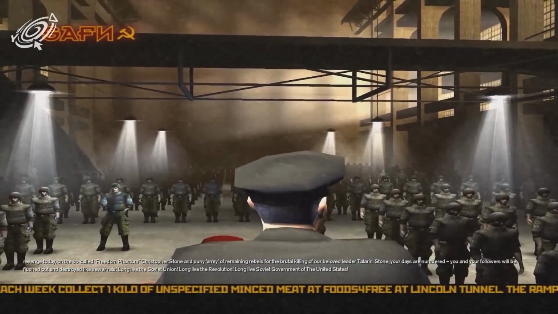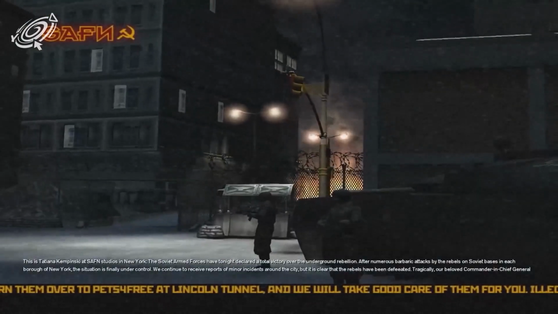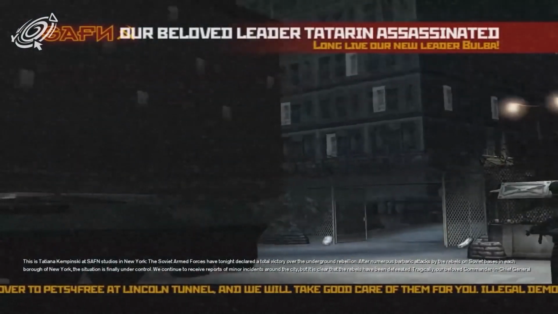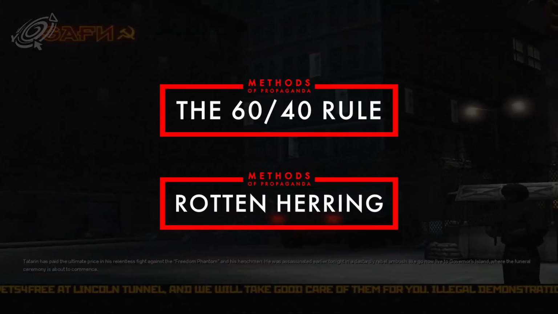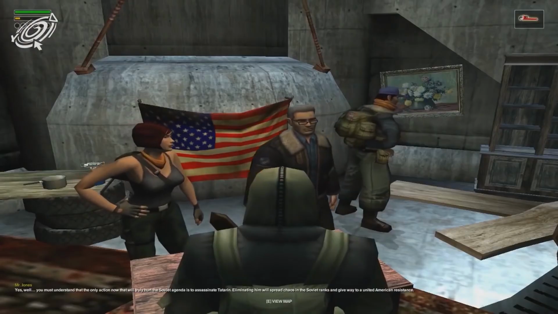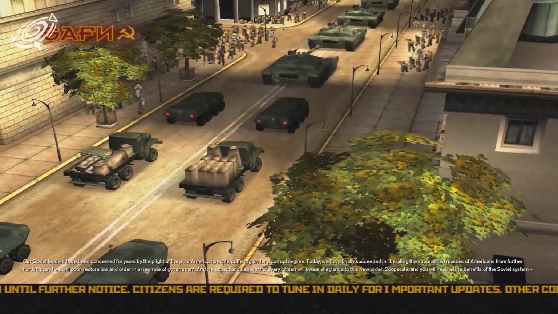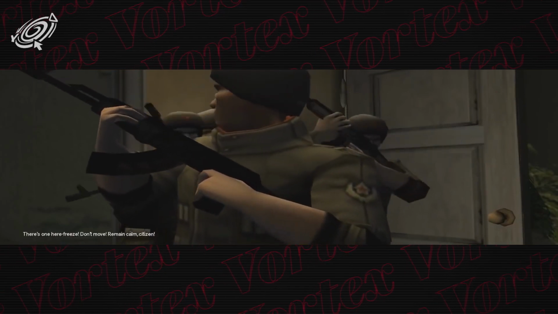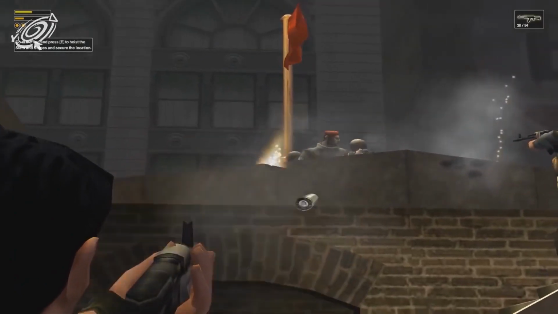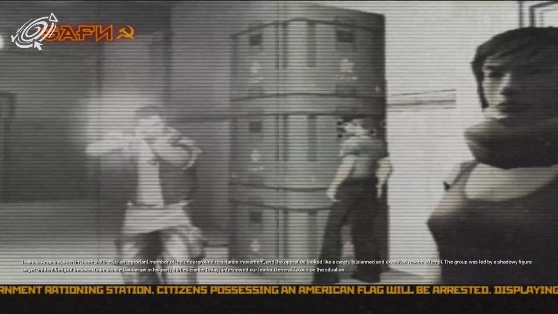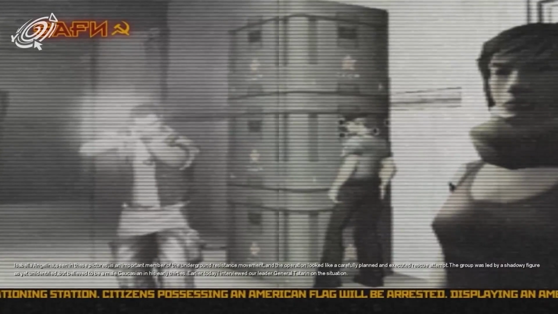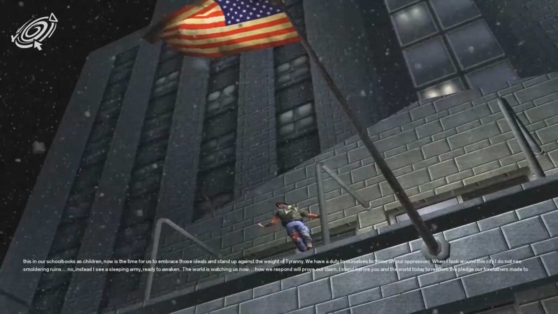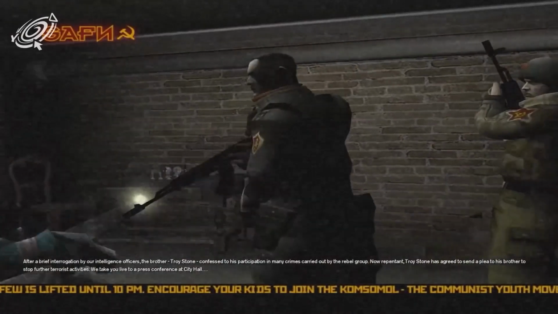Of course, the best propagandists combine these methods to be even more effective, such as the freedom fighters, counterintelligence forces who use both the 60-40 rule and the rotten herring methods. Our story takes place when Soviet Russia invades the United States. Right away, the invaders capture the telecommunication systems, replacing the channels with the SAFN, broadcasting the greatness of the Soviet civilization. But by the second mission, the player witnesses a report portraying rebels as cruel, psychopathic terrorists rather than liberators.